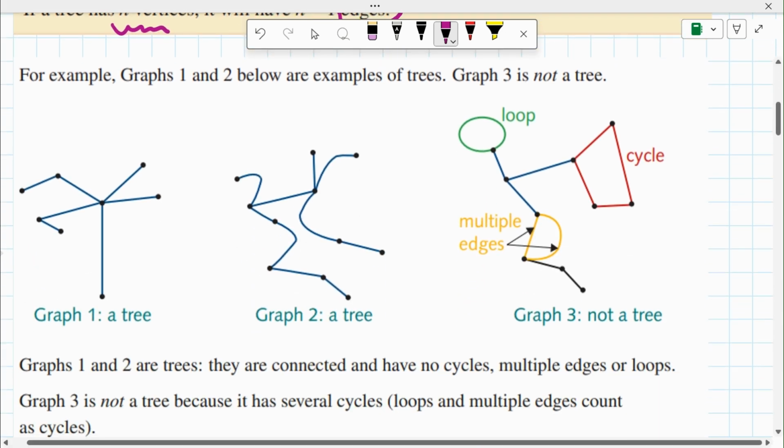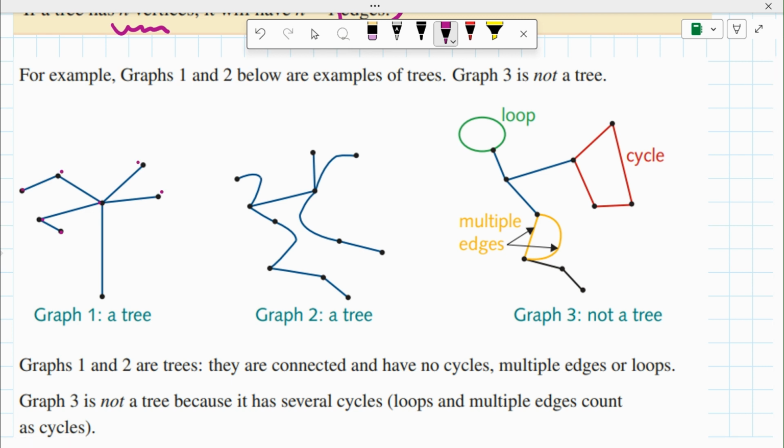For example, for graph 1 and 2, we have 1, 2, 3, 4, 5, 6, 7, and 8 vertices. Then 1, 2, 3, 4, 5, 6, 7, so only 7 edges. Graph 2 as well. I'm not gonna count how many vertices and edges we have in the tree, it's too much. But make sure that if you have multiple edges, loops, or circles, that doesn't mean a tree. Okay, good.